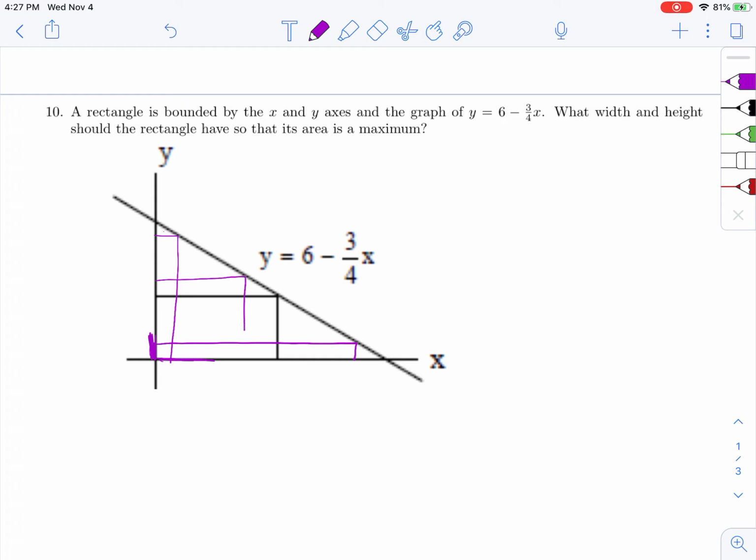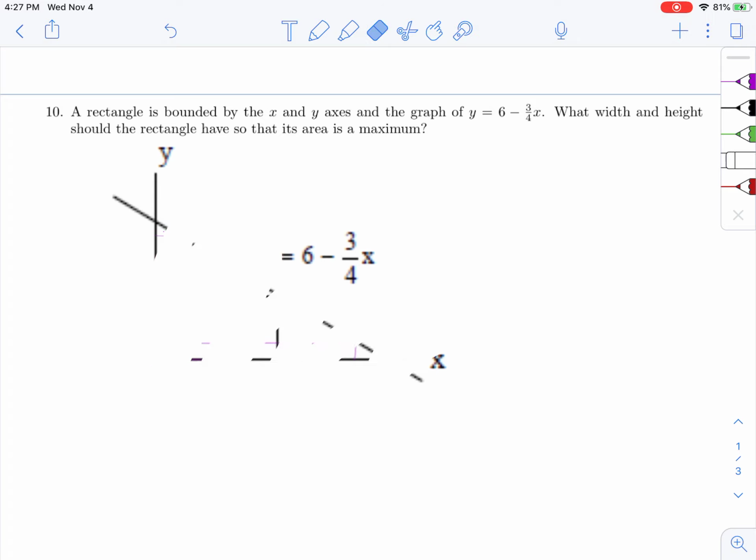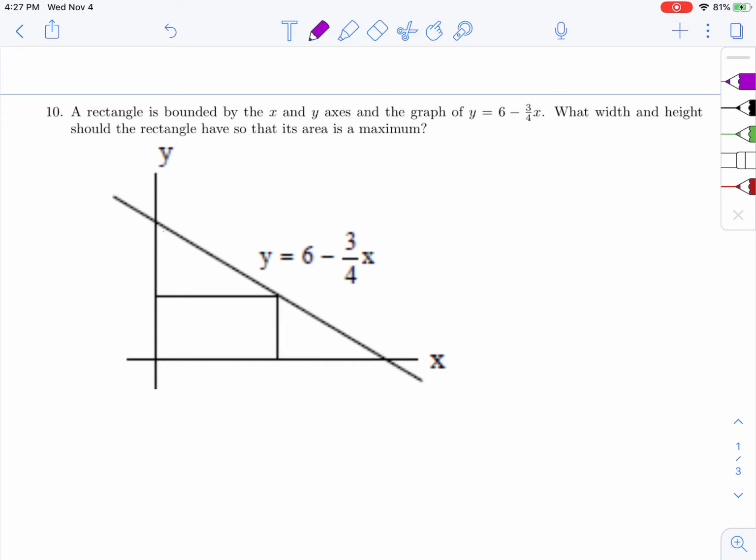So I could draw a rectangle in like that, or I could draw one here. As long as it has one corner on the origin and another corner over here, those are the rectangles we're looking at. We want to find the one that has the biggest area. Obviously, it's not going to be a long, skinny one or a skinny, tall one. It's going to be something in the middle. So let's work out the area of this rectangle.